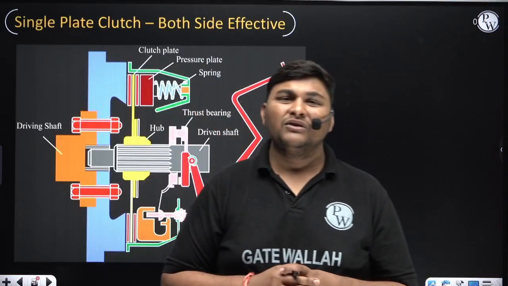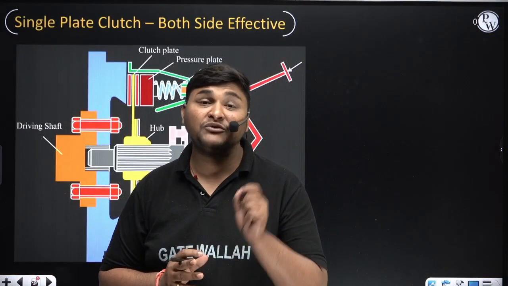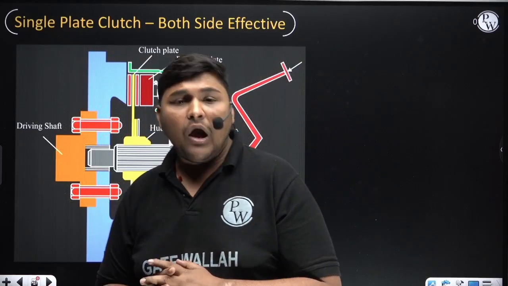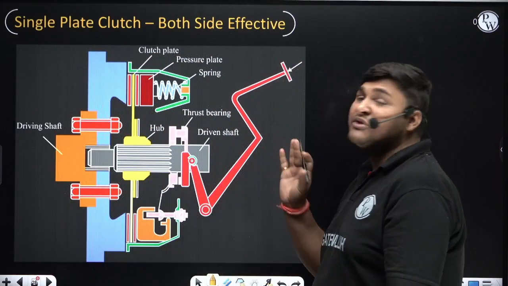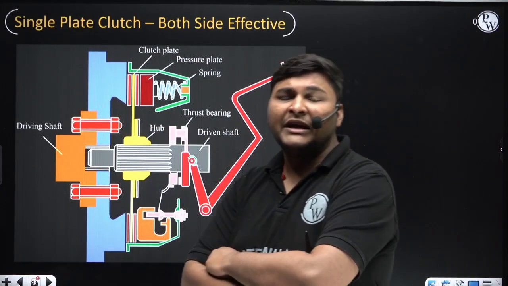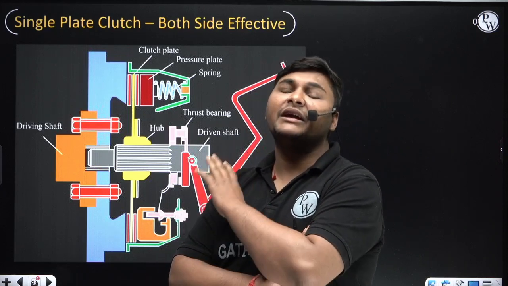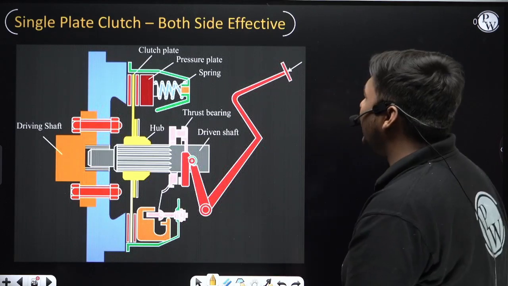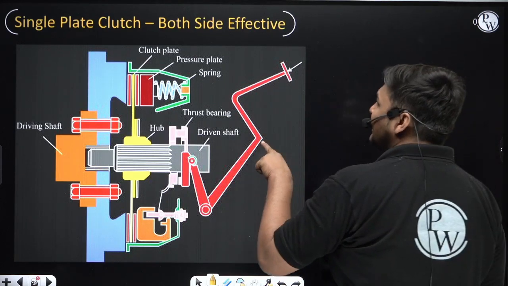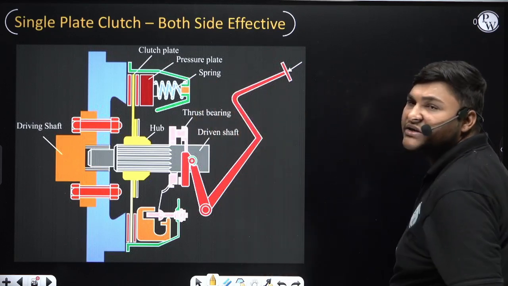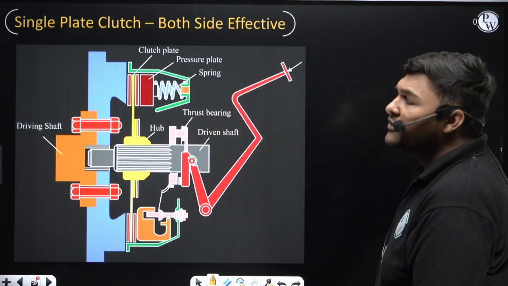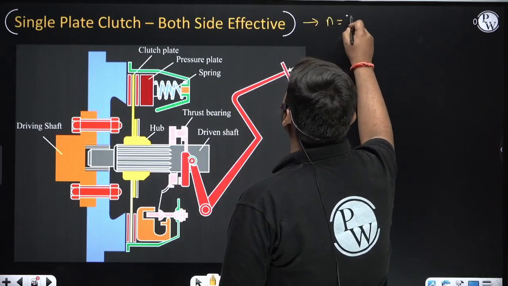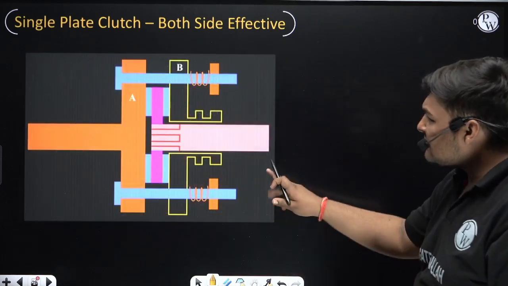Okay, students, we have discussed single plate clutch with one side effective. In that case, the number of pairs of contacting surfaces is 1. Now we will discuss single plate clutch with both sides effective. If you have understood the one side effective case, you will easily understand this one. The difference is that when both sides are effective, the number of pairs of contacting surfaces will be 2. How? I will explain that through these diagrams.